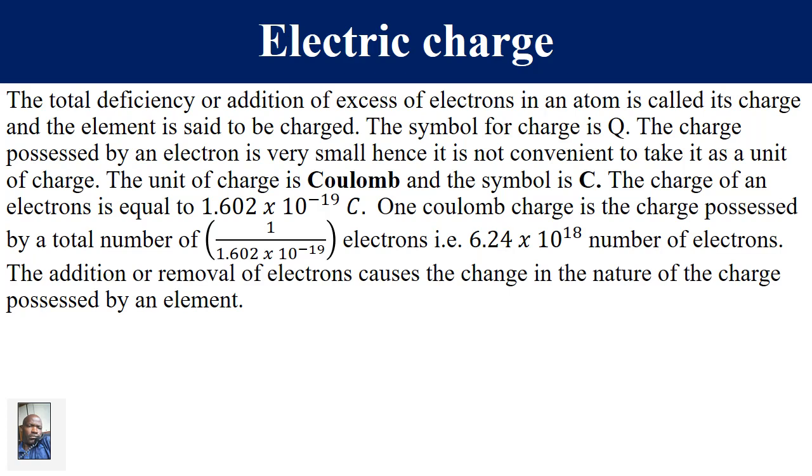So what have I just said? I've said 1.602 times 10 to the power minus 19 coulomb is the charge of 1 electron, but that isn't a enough measurable quantity. So in electricity, we use 6.24 times 10 to the power 18 electrons to represent the charge, or the deficiency or the addition of excess electrons on an atom. When we add electrons or remove electrons from an atom, we change the charge, as you will see in the coming slide.